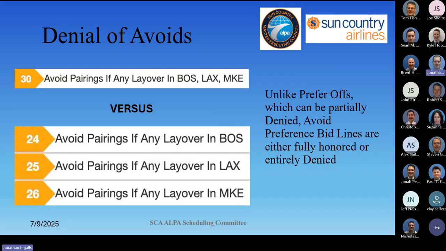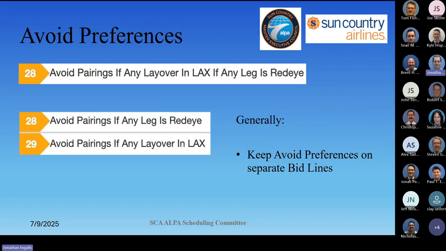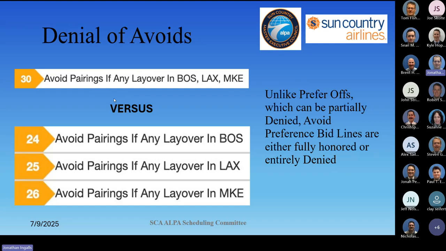When the system enters denial mode again, it denies the entire line. So going back to line 28, it's denying all the pairings that have layovers in LAX and every red eye. In this example, line 30, you're saying, I don't want layovers in Boston, Los Angeles, or Milwaukee. If that line went into denial mode, it would expose you to every Boston, every Los Angeles, every Milwaukee in the system. If you hate them all equally, I guess that's not a problem.